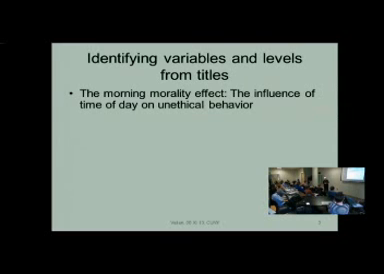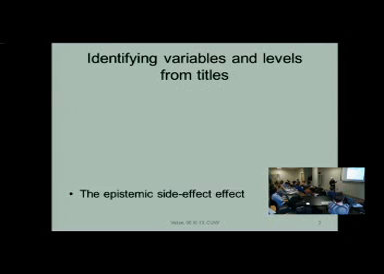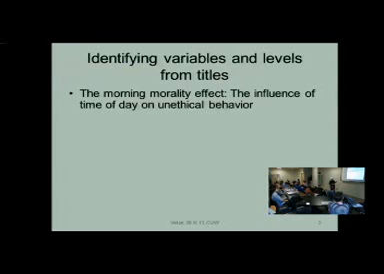Okay, so you're reading through journals and you want to know what it is that people did. So the ideal title tells you what the independent and the dependent variable are. They don't come labeled IV, DV, but they're written in such a way that you can get that information. Okay, the morning morality effect, the influence of time of day on unethical behavior. All right, I picked the clearest one first.